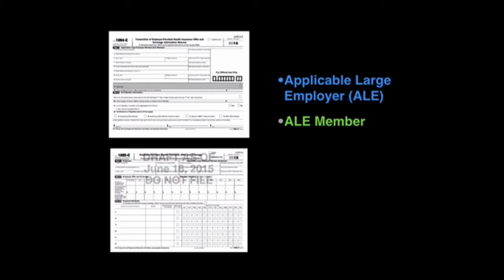Good. Today, Liz and I are going to talk about some terms that are important to know for filling out those forms 1094C and 1095C that form the basis for ACA reporting. These are good terms to know for ACA compliance generally as well. And they are applicable large employer, or ALE, ALE member, and aggregated ALE groups.